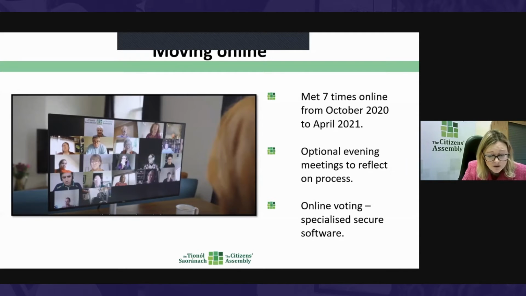The voting was carried out online using procured specialist secure software, unlike the previous assemblies, which had a voting booth set up for members to vote. And we also had returning officers monitoring the integrity of the voting, which was really important for the citizens.